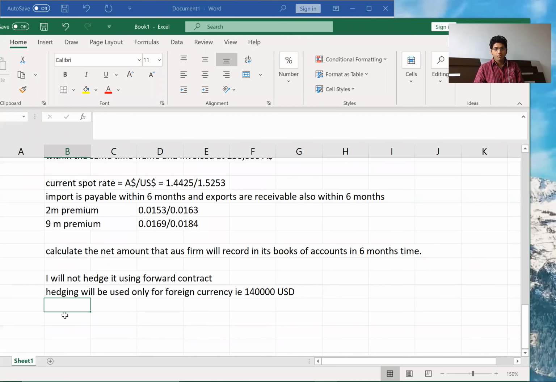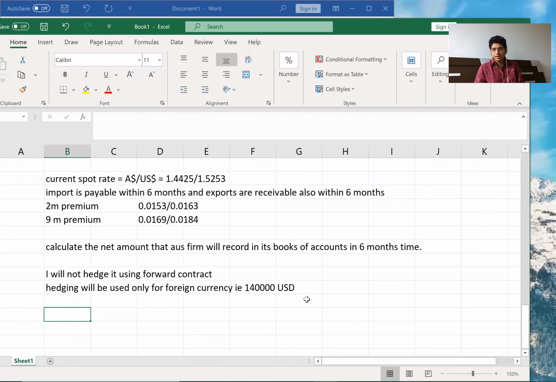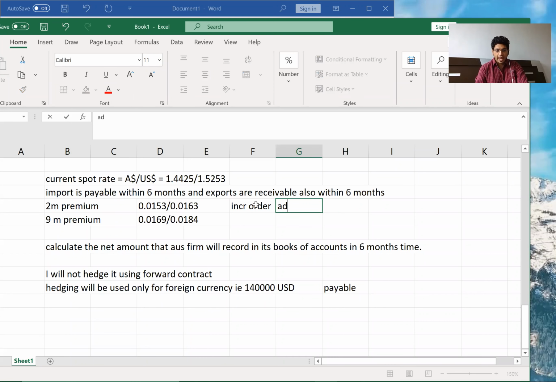Now I want to hedge only this 1,40,000 USD payable. The current spot rate is given, the 2 months premium is given, the 9 months premium is given, but everything is given in the two-way quote. If the premium is in increasing order, what do we do? We add the premium. Here also the premium is in increasing order, so we'll add the premium, correct?